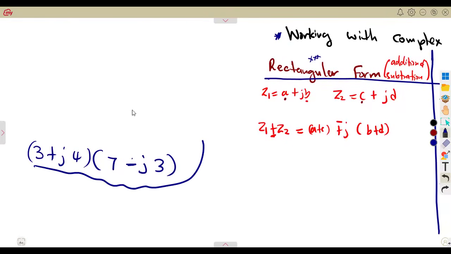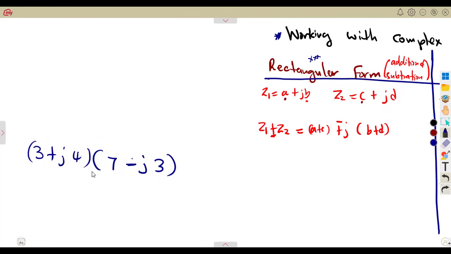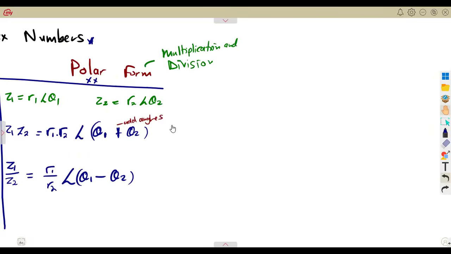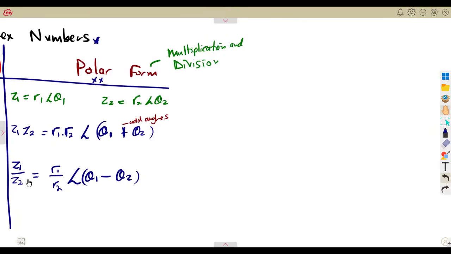Do not waste your time by expanding all this. It's a multiplication. It is best for you to do it under the polar form. So you're going to see that. All right, under polar form, how do we multiply and how do we divide? We saw that we simply have to multiply the resultants. If it is multiplication, add the angles. Division, divide, subtract the angles.